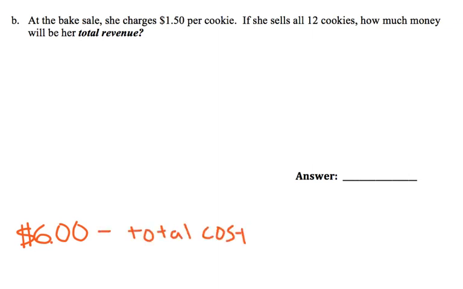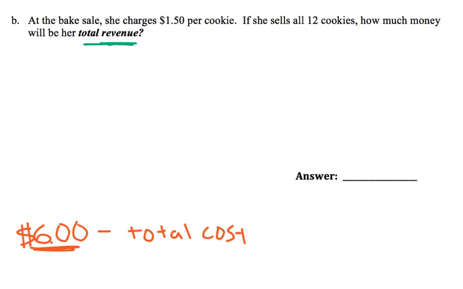But now we're going to figure out something called her total revenue. Basically revenue is the amount of money that people pay Adderley when they buy her cookies. She doesn't get to keep all of that money because she has this $6. That's her cost. But let's figure out how much money people pay Adderley.